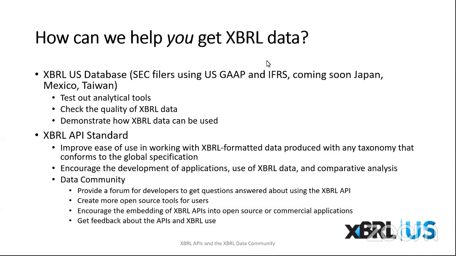So the XBRL API was designed first and foremost to improve the ease of use in working with XBRL formatted data. As I said, it can be used with any taxonomy that conforms to the global specification. So the API can pull out not only data, fact values that are reported in instance documents, but it can also pull information out of individual taxonomies. We also created the API to encourage the development of applications because the API can be incorporated into any commercial or open source application out there to provide any kind of analysis that you may want to conduct.